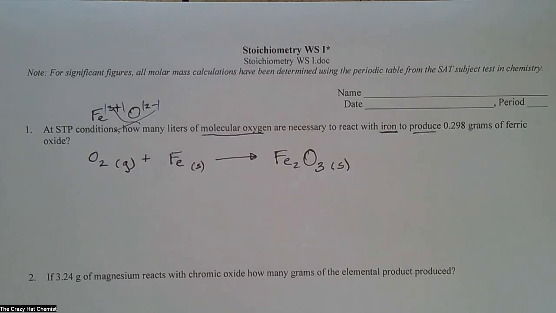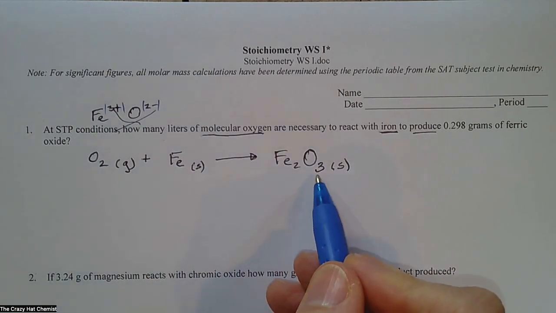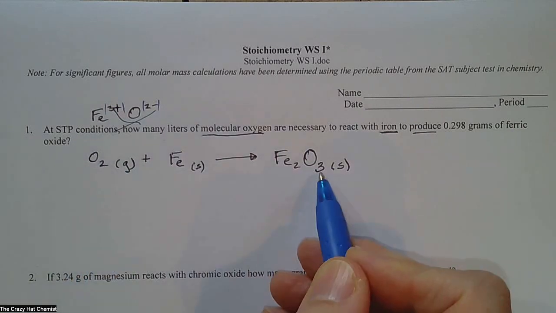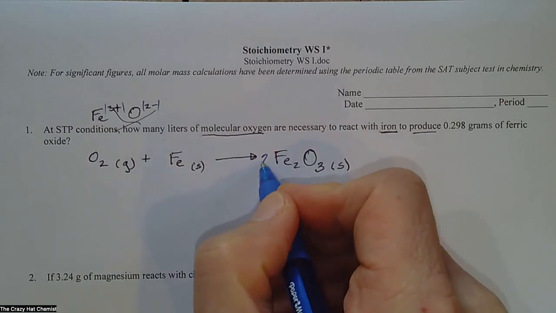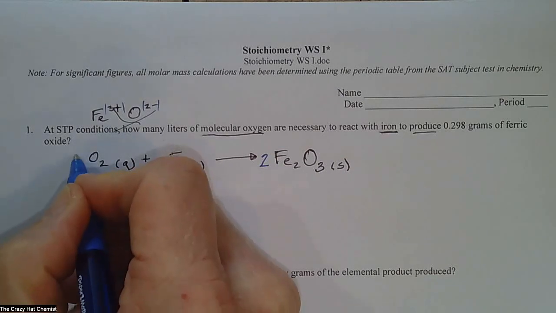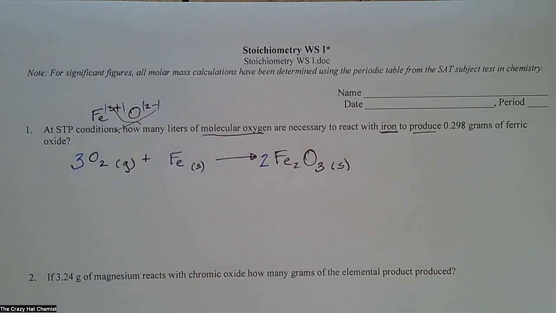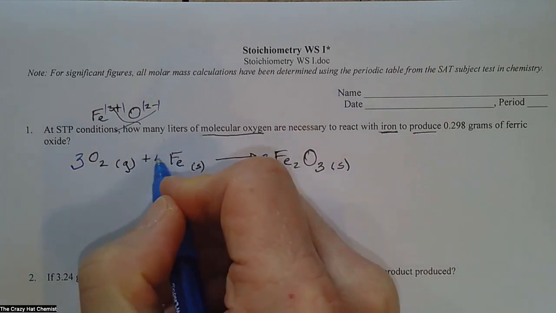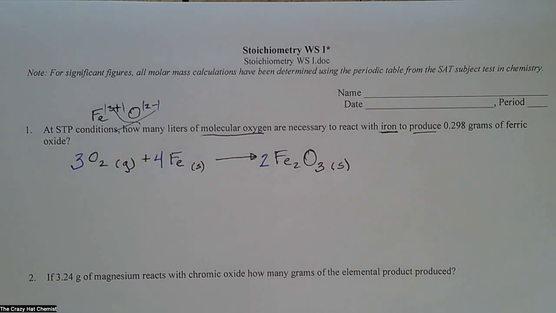All right, now what we're going to do is we're going to balance this equation. So we're going to write stoichiometric coefficients in front of each of these formulas. It's probably easiest if we start off with the oxygens. There's 2 oxygens here on the reactant side, 3 on the product side, and the greatest common factor there would be 6. So I'm going to put 2 in front of the ferric oxide and a 3 in front of the molecular oxygen. That will give us 2 times 2, 4 irons on the product side, and I'm going to have a 4 coefficient in front of the iron on the product side. So now I have this equation balanced.